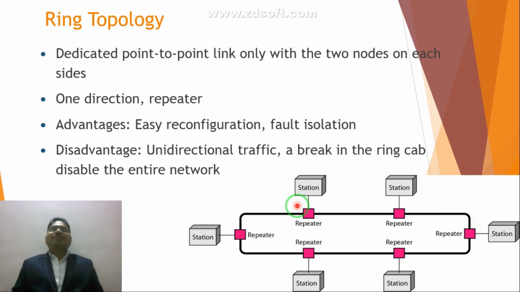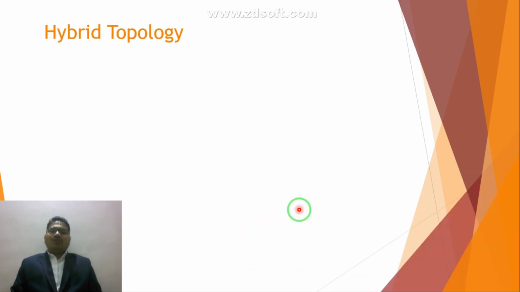So for that purpose, you can use a dual ring also. Dual ring in the sense what? If one ring gets damaged, on a temporary basis you can use the other ring. So that is ring topology.